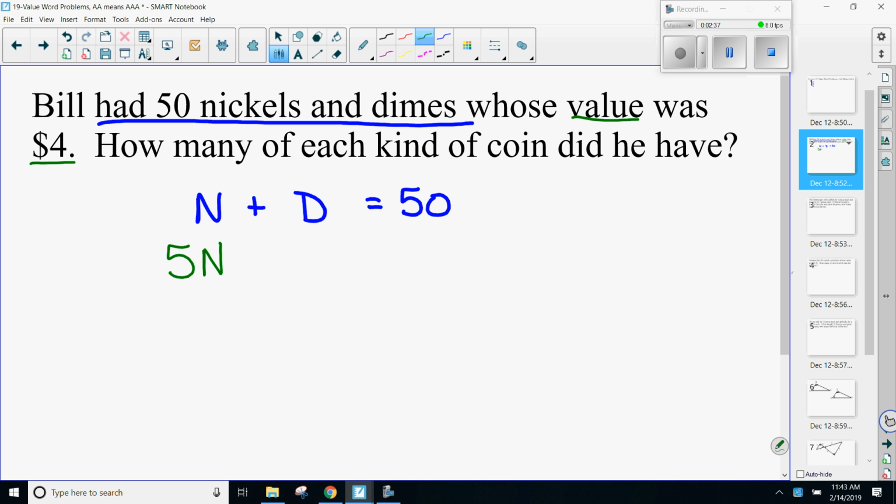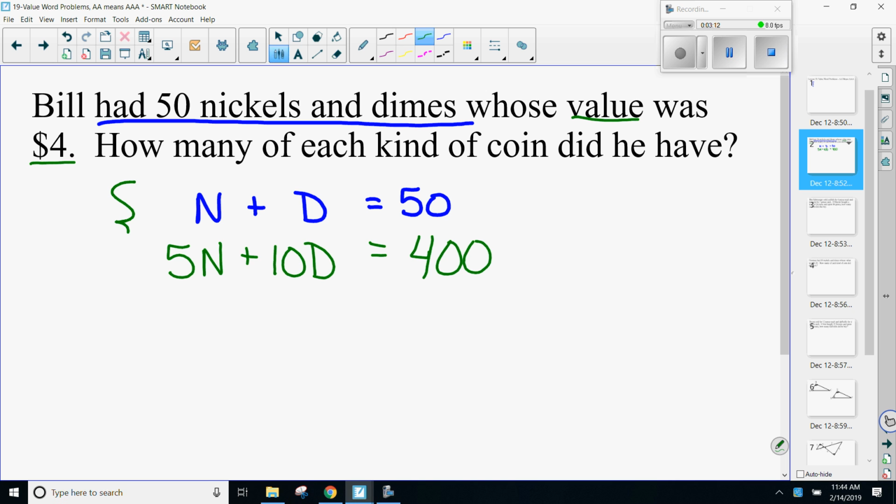Dimes, how much are dimes worth? 10 cents. Now keep in mind, I didn't put this as dollars, because who likes decimals? If we don't like decimals, but we got to have unit agreements, I can't have this as cents and say that it's equal to 4. It has to be 400 because it all has to be in terms of cents. So I would have to write that as 400. Do you see where those two equations come from?